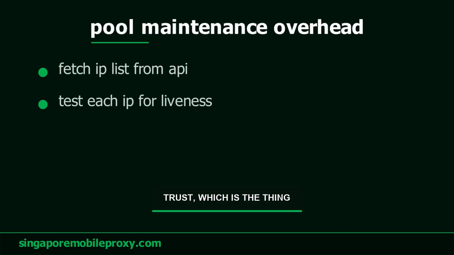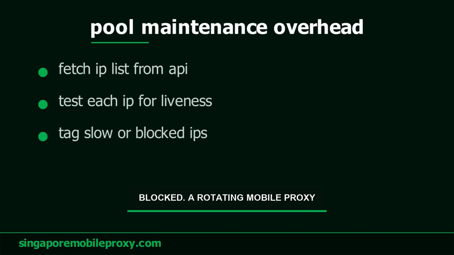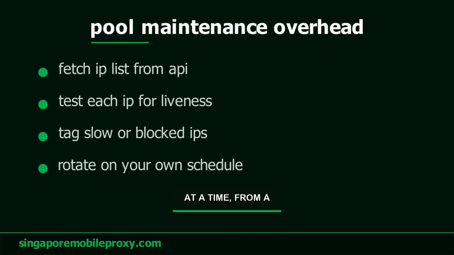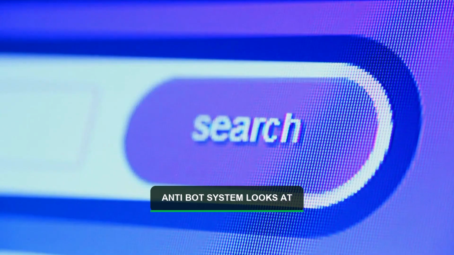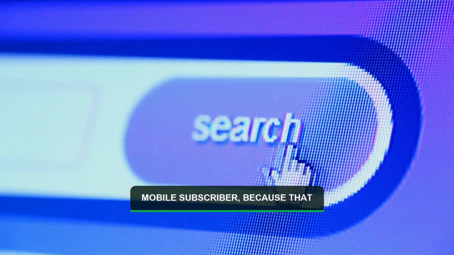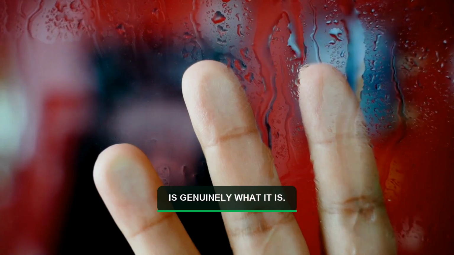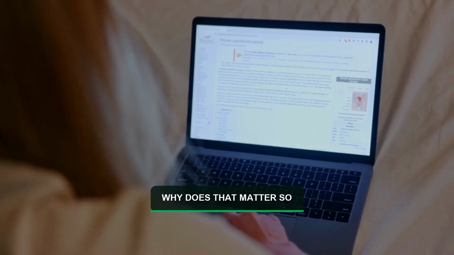Now trust, which is the thing that decides whether you get blocked. A rotating mobile proxy gives you one carrier IP at a time, from a real ISP, shared behind carrier-grade NAT with thousands of actual phone customers. An anti-bot system looks at it and sees an ordinary mobile subscriber because that is genuinely what it is. Why does that matter so much?